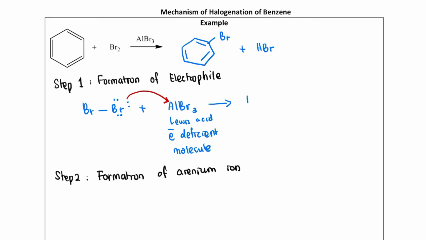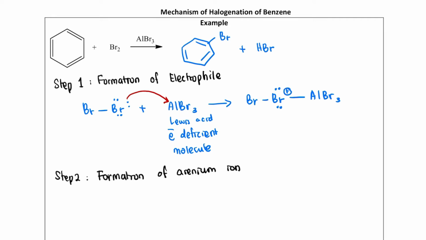Okay, and then our product will be Br attached to Br. Okay, over here we have 1, 2, 3 lone pair, but now we only have 2 lone pair because another lone pair is used to form bond with AlBr3. Okay, next thing we have to check adalah dia punya charge. Okay, so bromine ada 7 valence electron, minus 1, 2, 3, 4, 5, 6. So 7 minus 6 is plus 1.